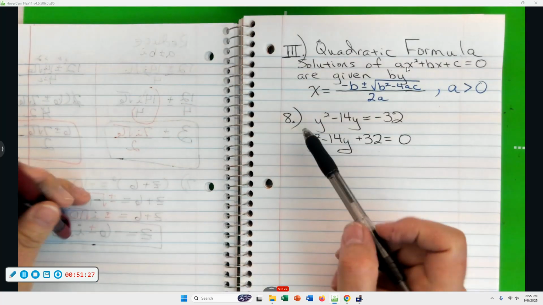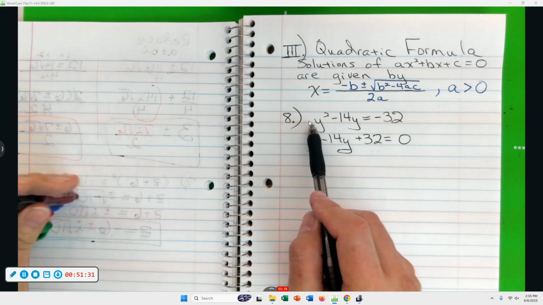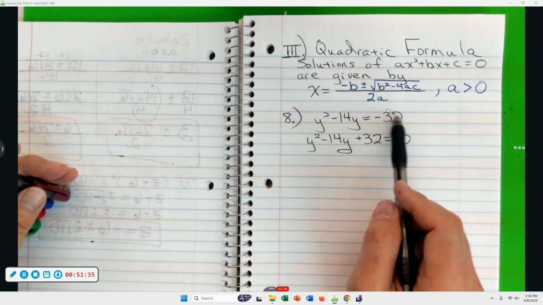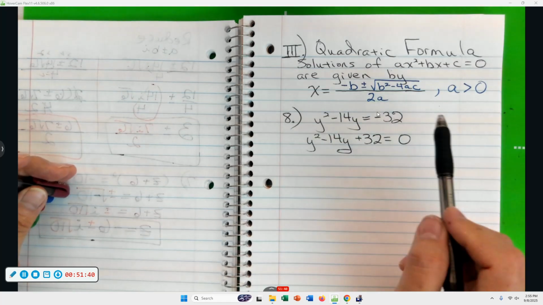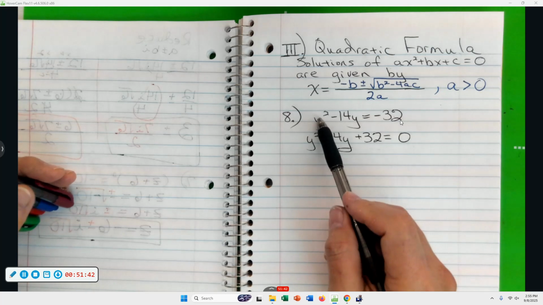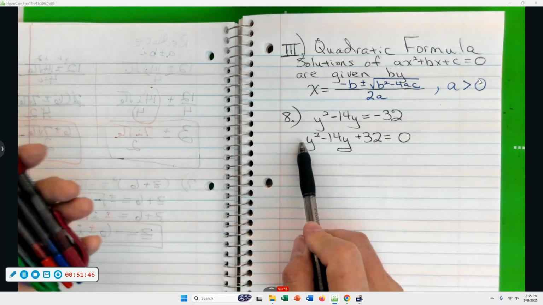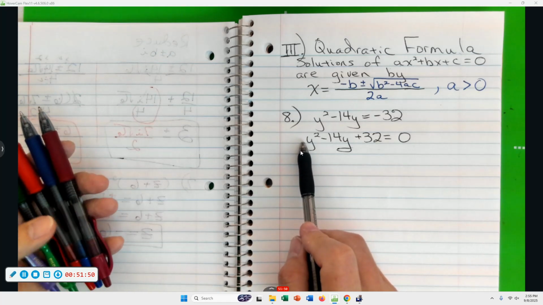Now, if I had a negative y squared, say I had a negative 1 in front of that y squared, I wouldn't have moved the 32 to the left. I would have picked these terms up and moved them to the right. Remember, you want the coefficient of y squared to be positive. I don't even see a coefficient for y squared. What's the assumed coefficient sitting right there?